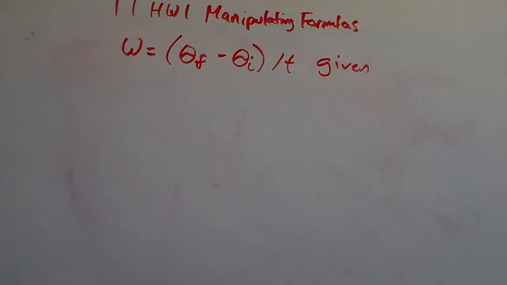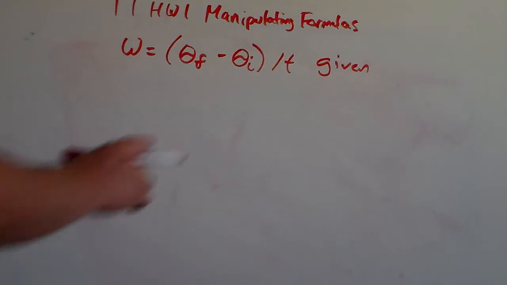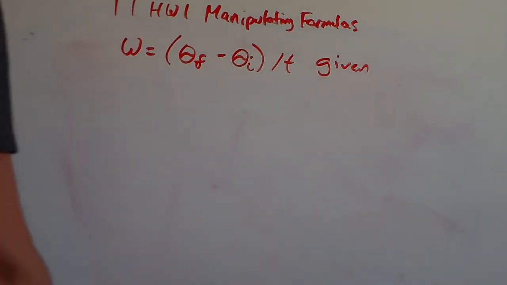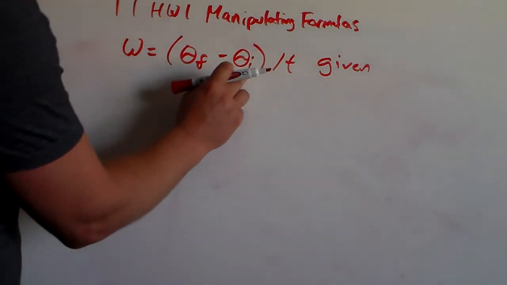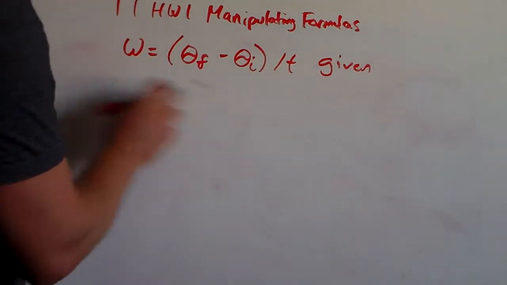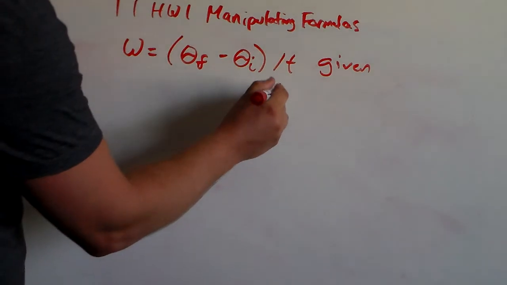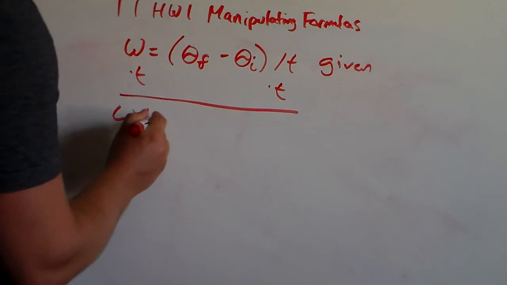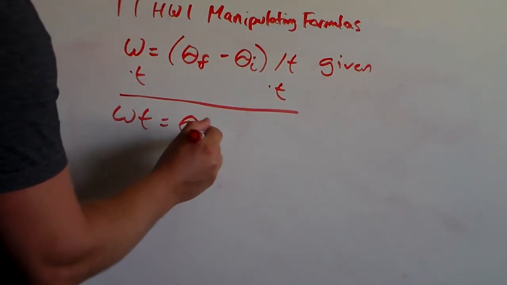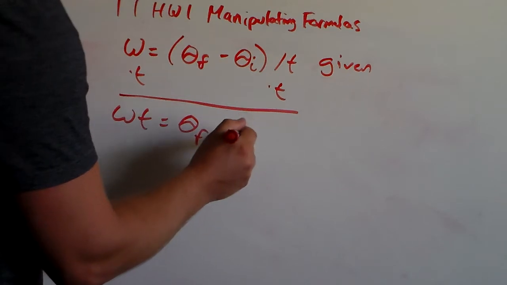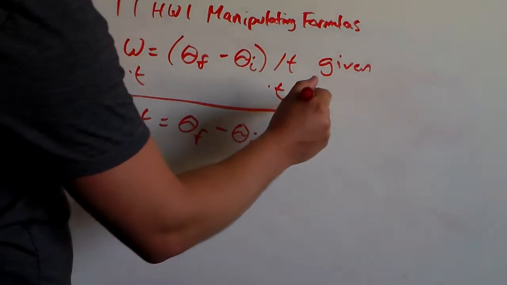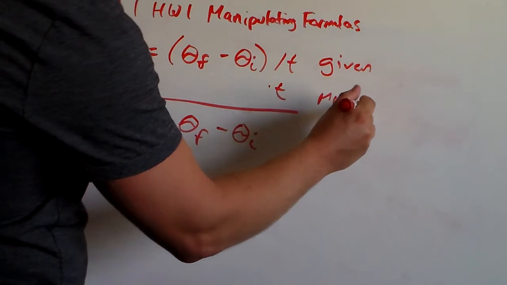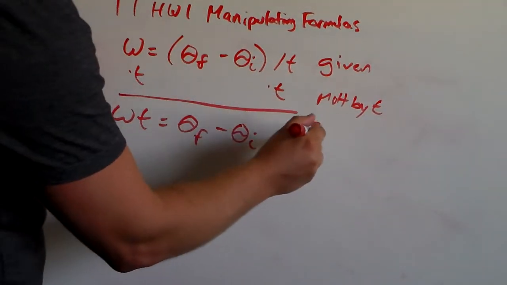Alright, here in problem number 4, we're still working with the angular velocity formula. And now our goal is to get the initial angle, the theta I, all by itself. So let's do it together. Our goal is to get this guy all by itself. So that times t got to go to the other side. So we're going to multiply by t once again to both sides of that equation. So we have wt equals theta F minus theta I. So that first step we multiplied by t to both sides. We then simplified it.